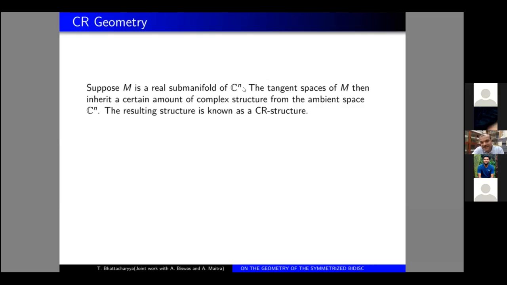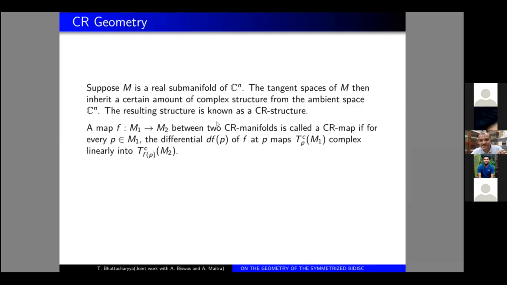Suppose you have a real submanifold in Cn. So the tangent spaces, you could consider it just a real submanifold, so the tangent spaces are real vector spaces. But there is an ambient complex structure, and it will be a shame if the complex structure is wasted, right? You should be able to complexify the tangent spaces. So the resulting thing becomes a complex vector space using the ambient complex structure.